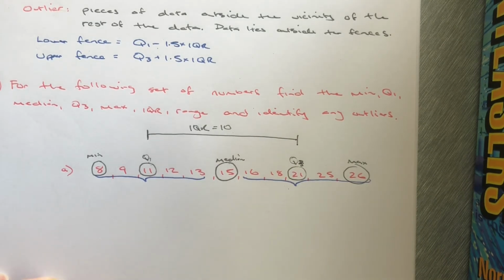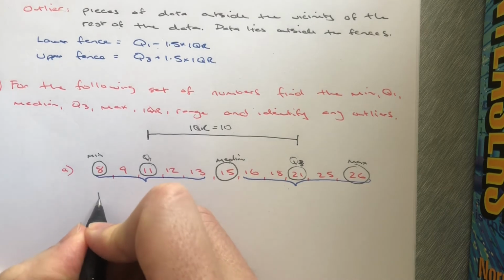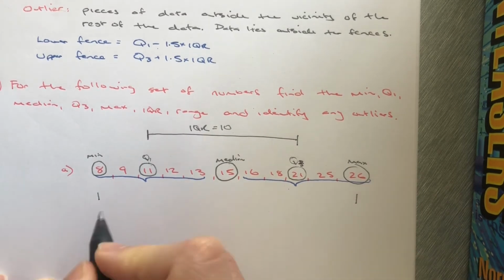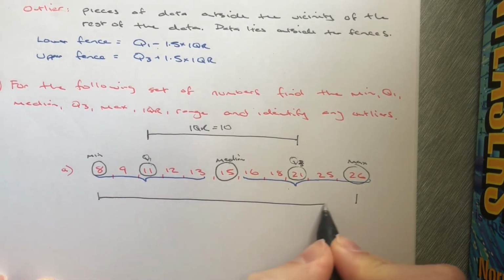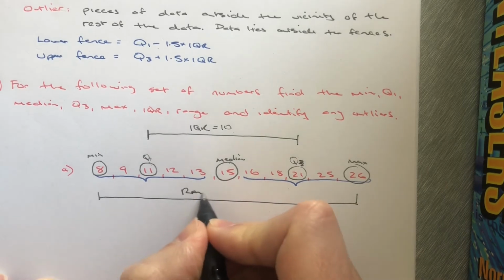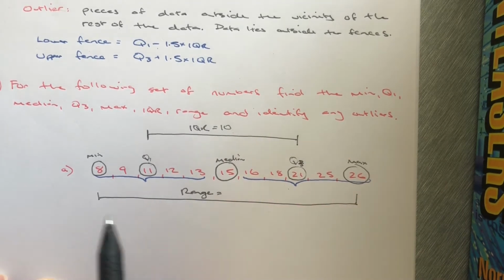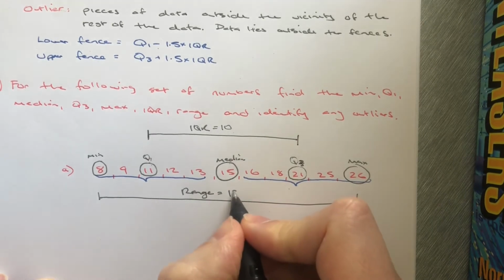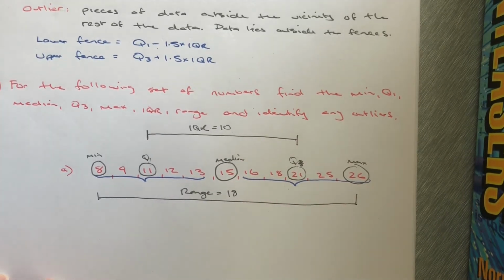Now the range is from the lowest to the highest. So the lowest is here, the highest is here. So the range is from 8 to 26. So that means the range would be 18. There we go. So we've come up with most of the things we need so far.